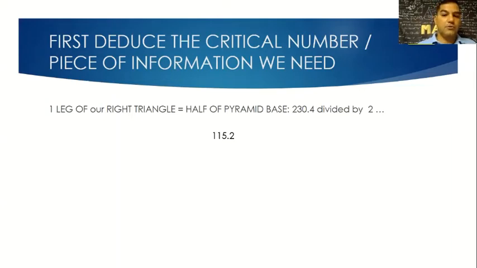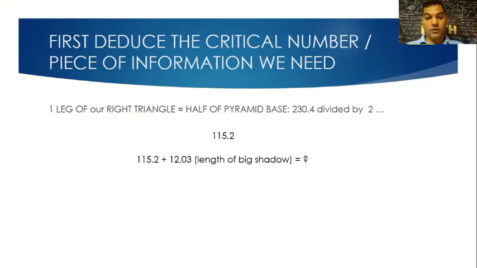Gosh, what else could we do? Oh, well, we have to do this other part. Just because we have half the base, that's not the length of our leg, is it? We have to add the shadow length. So 115.2 plus 12.03 gives us what number? Again, I'll pause, okay? Should be able to add those fairly easily, and that will give us the length of the leg. Sorry, I got ahead of myself. What number did you get?